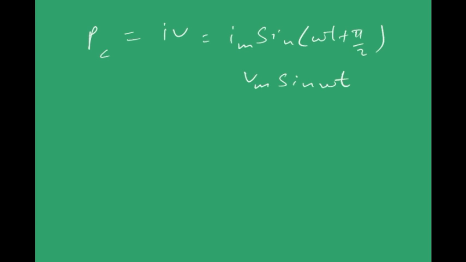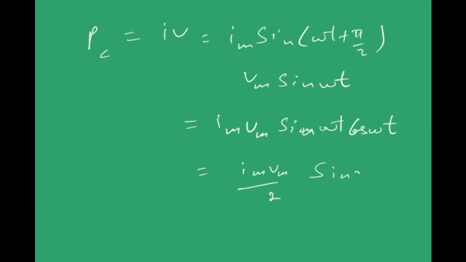What about power? Power in a capacitive circuit is given by IV only, but the instantaneous current here is Im sine omega t plus pi by 2, right? And voltage as usual is Vm sine omega t. I can write these two terms as Im Vm sine omega t and cos omega t, because sine omega t plus pi by 2 is nothing but cos omega t, right? And so I have Im Vm by 2 and sine 2 omega t here. Hope this is clear. This is the power, right?